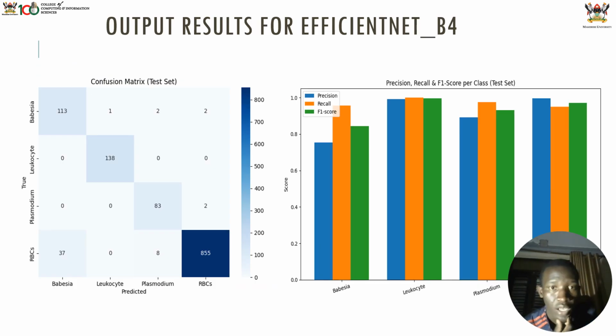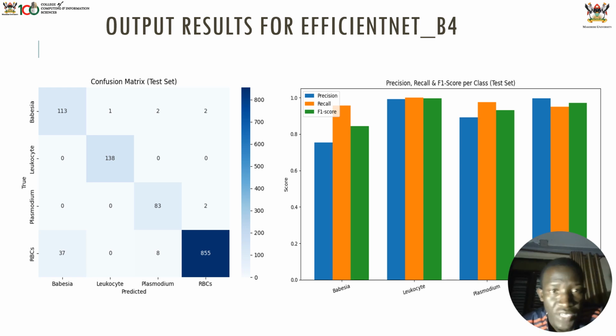Then this is how I can explain. These are some of the output results for the FisherNet before. Initially, we have the confusion matrix, which shows our model performance for each class. The diagonal values represent the correct predictions, while the off-diagonal values indicate the misclassifications.